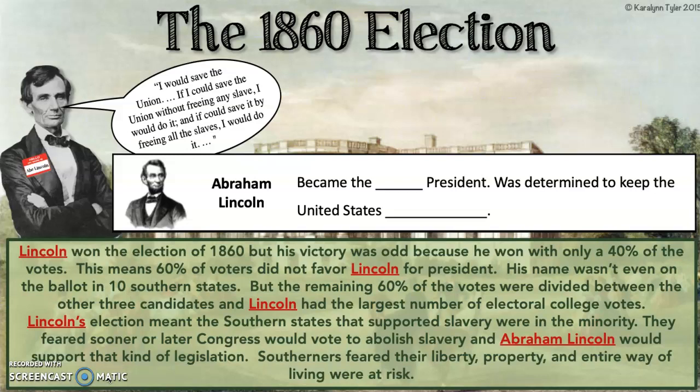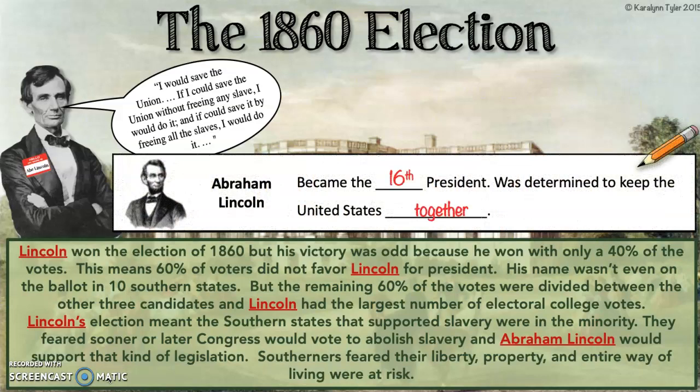Lincoln's election meant that the southern states that supported slavery were in the minority, so those states are going to fear that sooner or later, with more representatives from the North in Congress and a president who is a northern anti-slavery president, they could definitely start to write laws that could abolish slavery, and Abraham Lincoln would be the kind of president that would sign and support that kind of legislation and turn it into law. So Southerners really felt that their liberty, property, and their entire way of life was at risk.